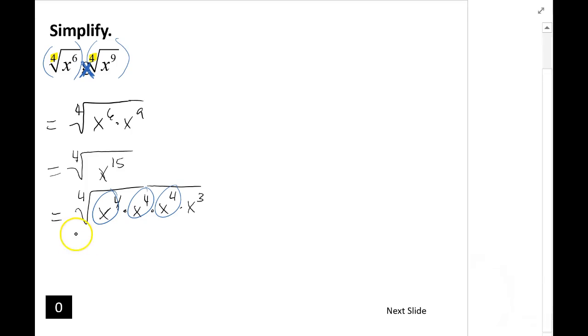So to complete this expression, I'll take out 1, 2, 3 x's, because of 3 groups. So that's x to the 3rd on the outside. And I still have a remaining radicand on the inside, so that x to the 3rd will remain inside. Okay, and there's my final expression, x cubed times the 4th root of x cubed.